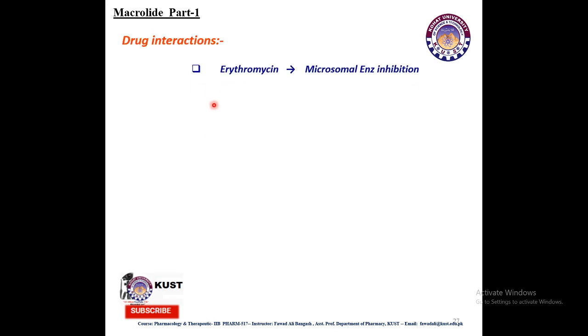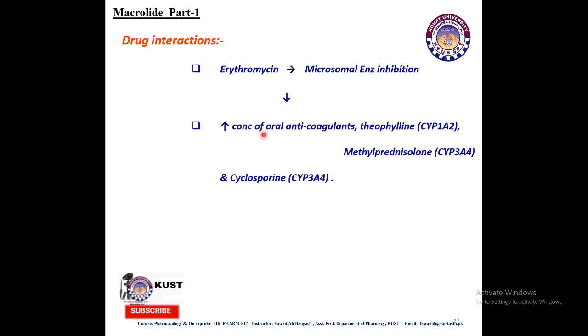Drug interactions. Erythromycin causes microsomal enzyme inhibition. For example, it increases the concentration of oral anticoagulants like warfarin, and theophylline, which are metabolized by the CYP1A2 microsomal enzyme. Erythromycin inhibits this, resulting in an increase in the amount of warfarin and theophylline in the plasma. Both are lower therapeutic index drugs with a low margin of safety.